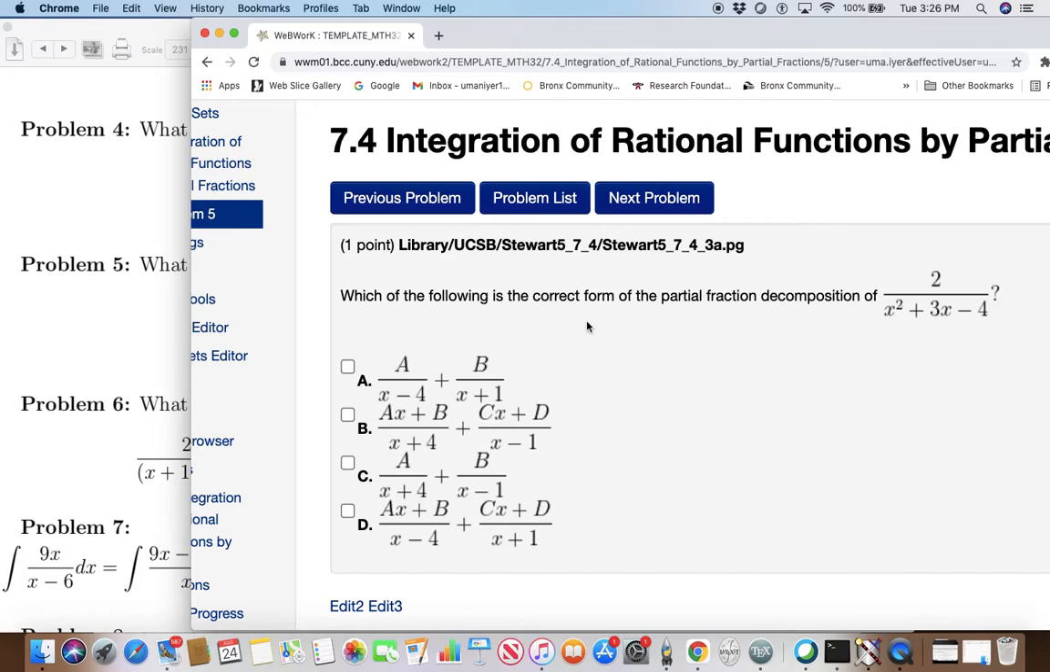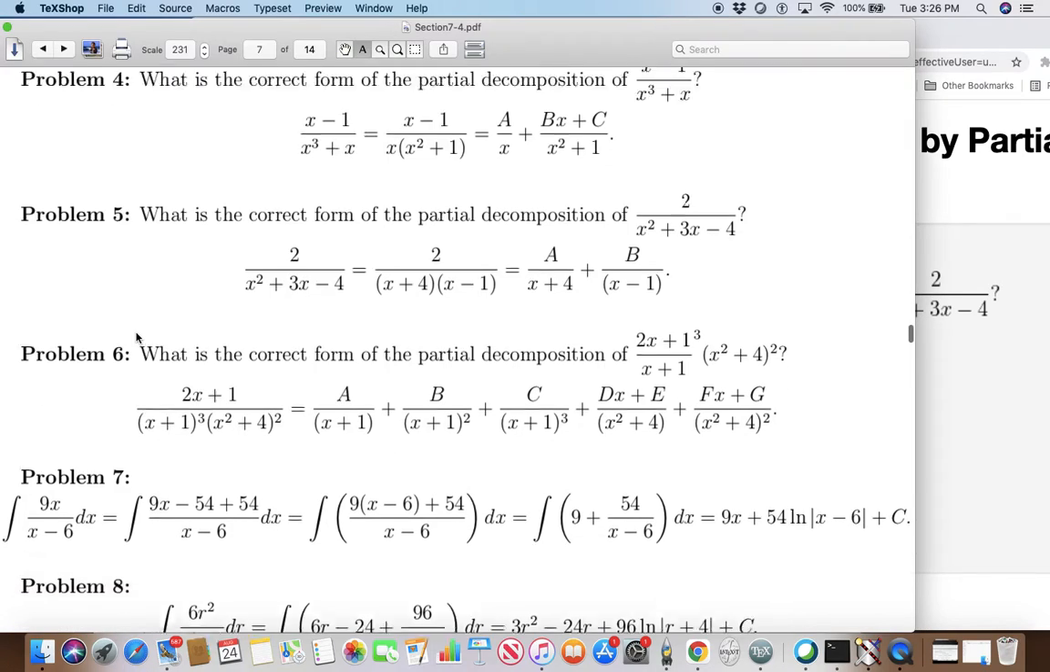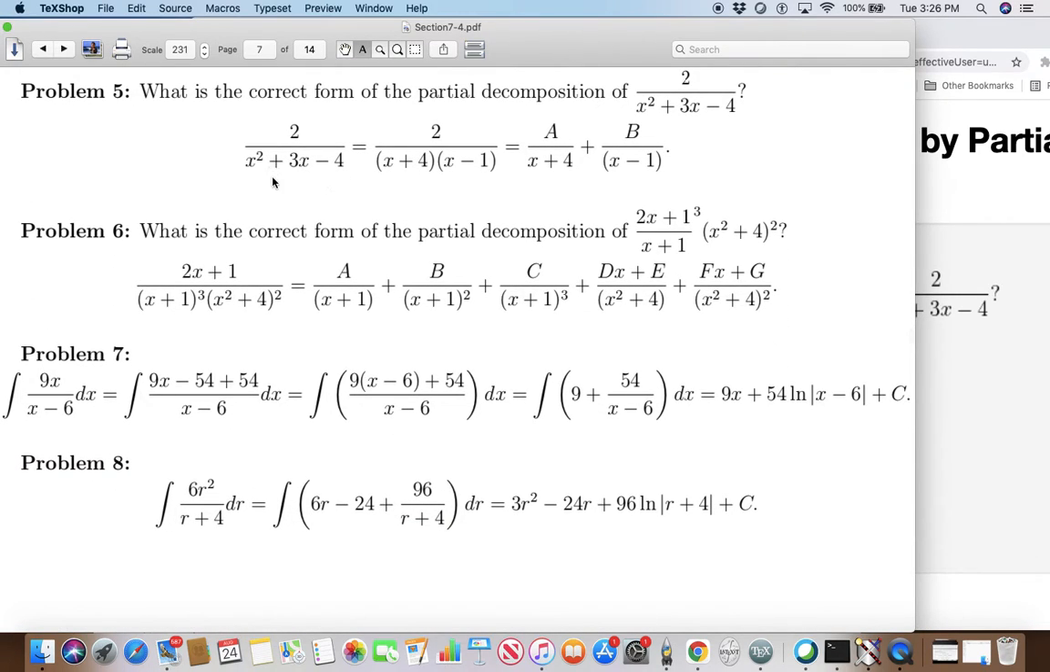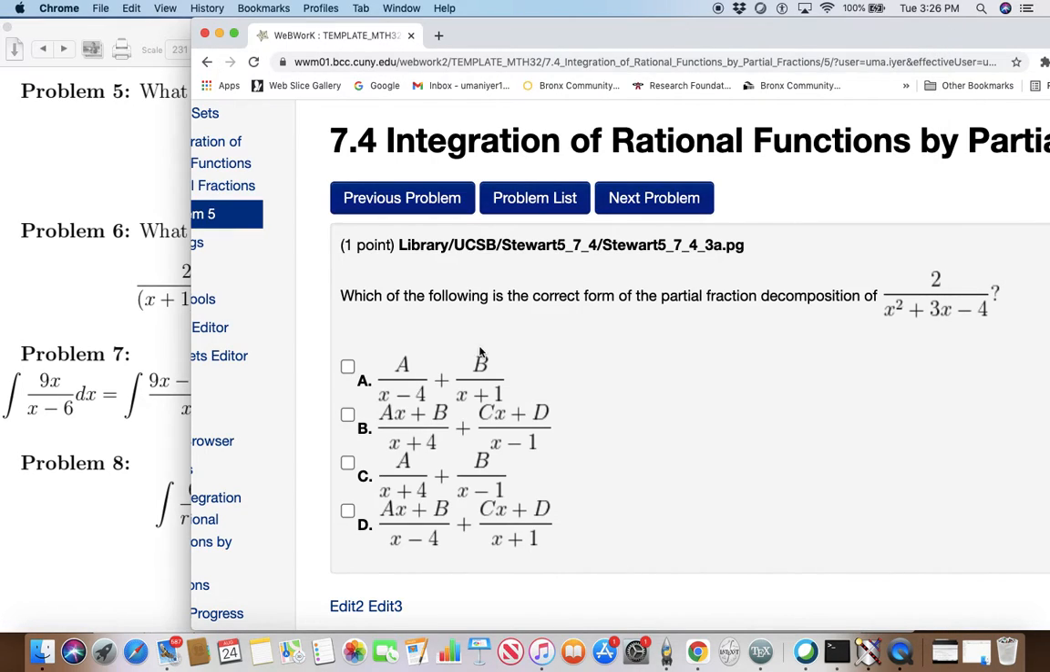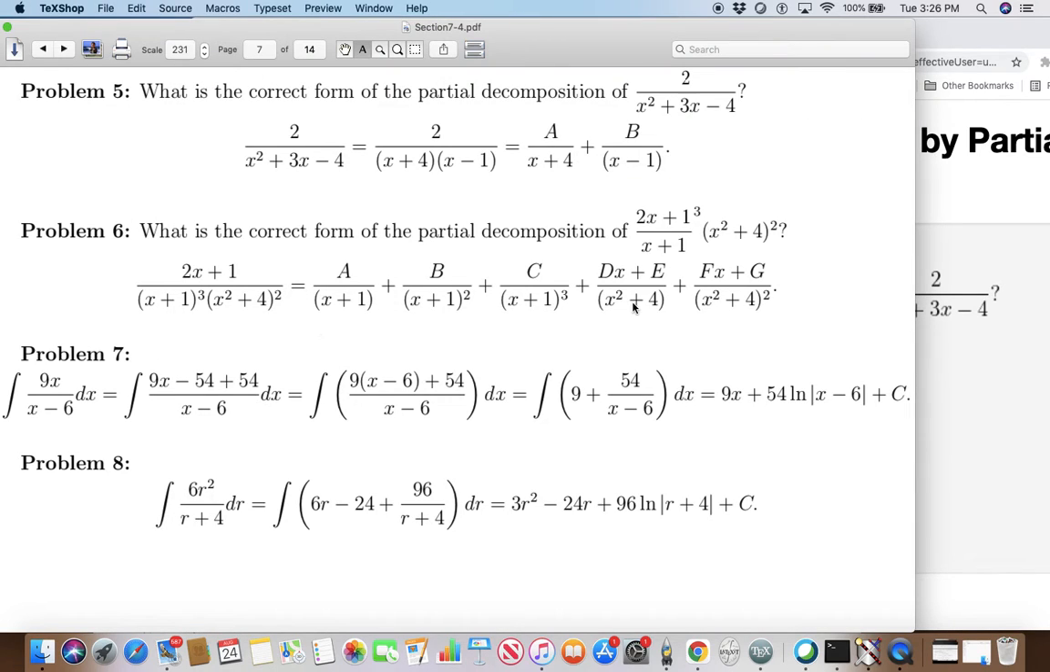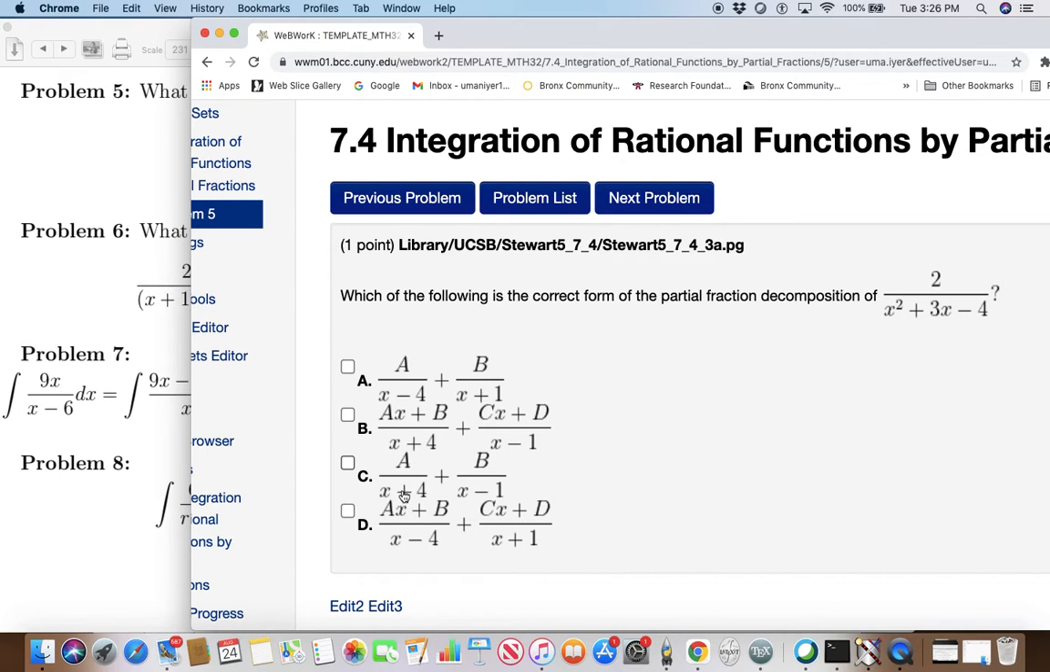Next. Problem 5. Which of the following for 2 over x squared plus 3x minus 4? The denominator factors into distinct linear factors, that is, different linear factors. So I have a constant over one factor plus a constant over another factor. What are the factors? x plus 4, x minus 1. So a constant over x plus 4 plus a constant over x minus 1.